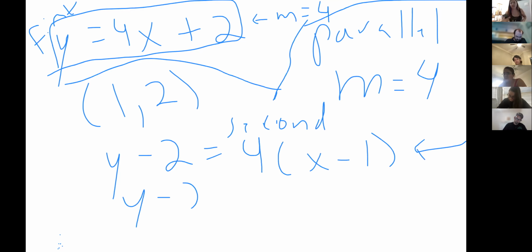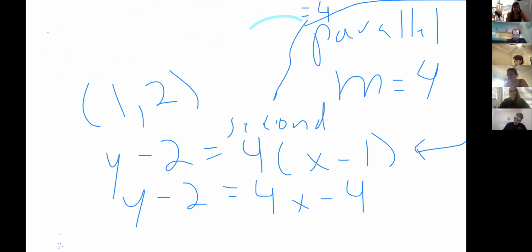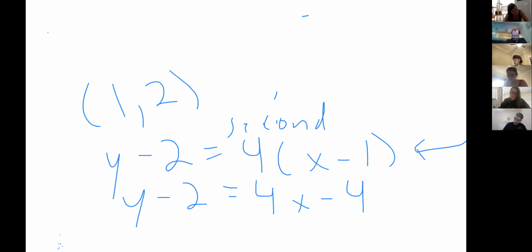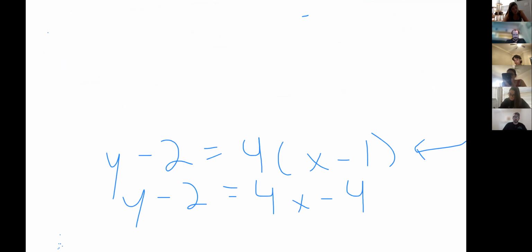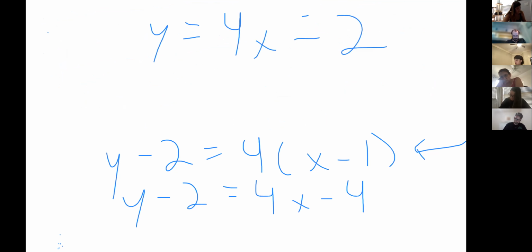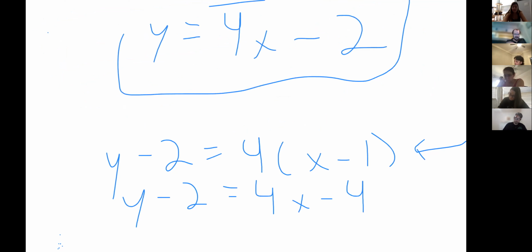So technically this one is the solution, right? We should solve it for slope intercept. So we have to do some distribution. I'm about to clear some stuff from the top. And then we add the 2 over, 4x minus 2 when we add 2. And so now we're in slope intercept. That's it. That's the end goal.